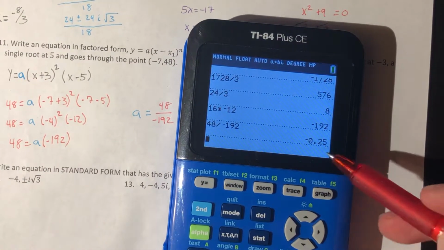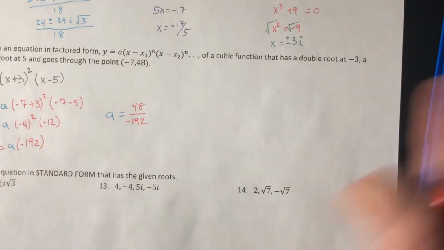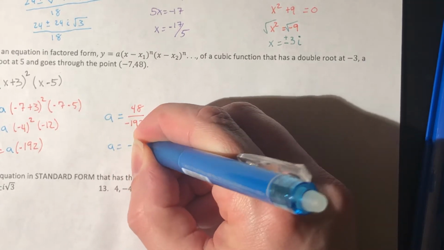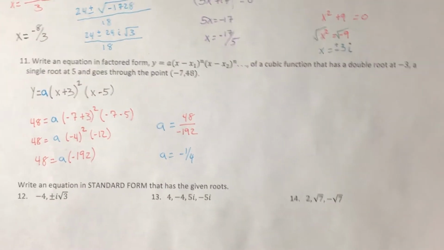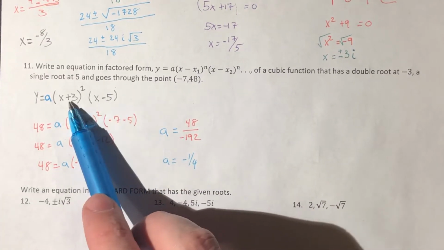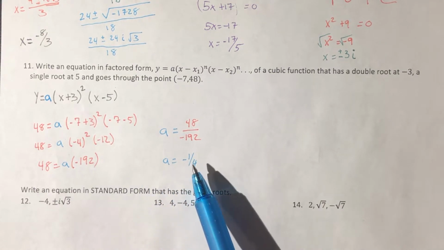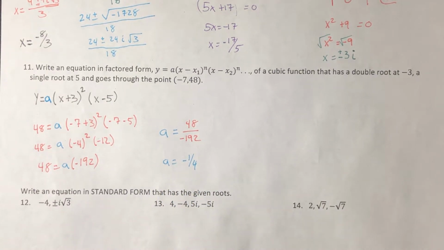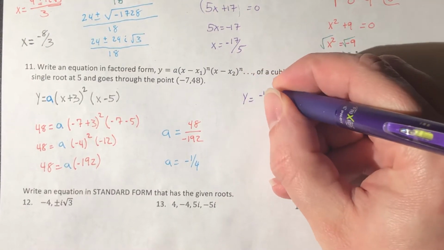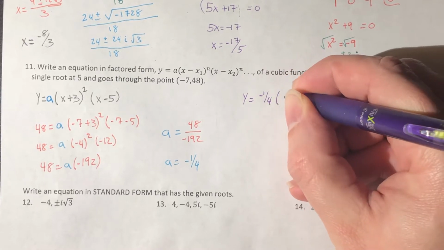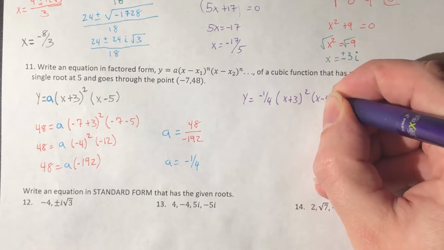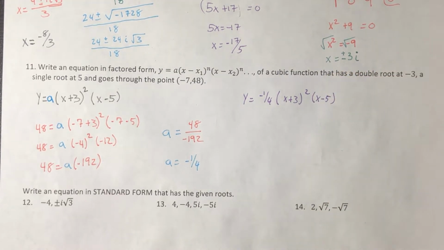Which gives me negative 0.25 or negative 1/4. So I already know the factored form of it. All I need to do is, instead of having a there, put that a value. So my equation is y equals negative 1/4 times x plus 3 squared times x minus 5.